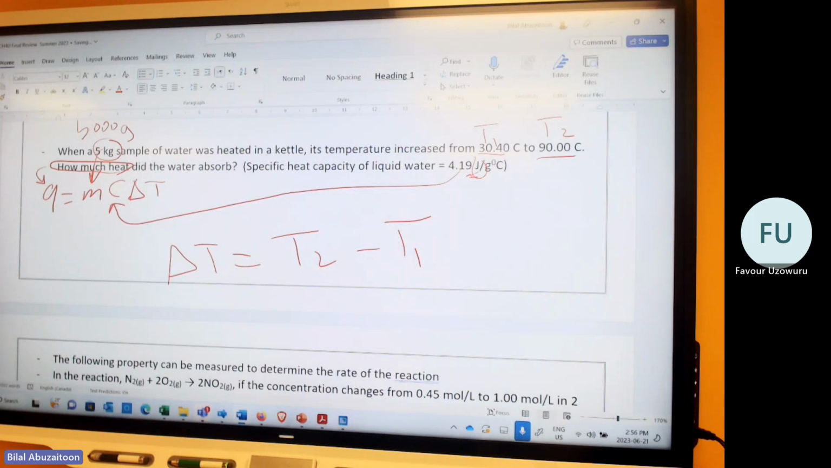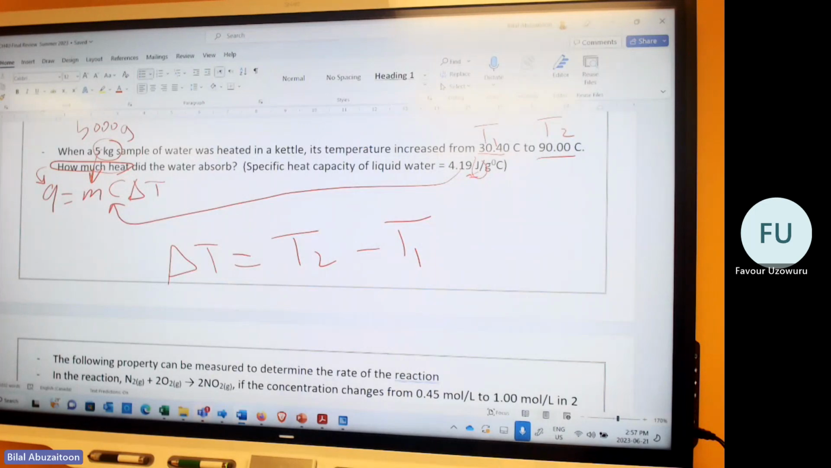So this was probably 5,000. You multiply the 5,000 grams times the 4.19 times the delta T, which is 90 minus 30. In what units? The final unit. Joule. Q, how much heat? Joule.